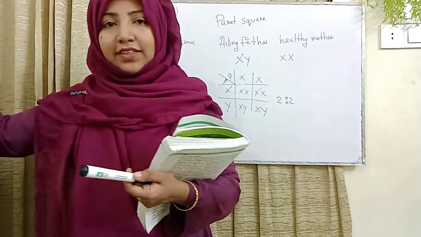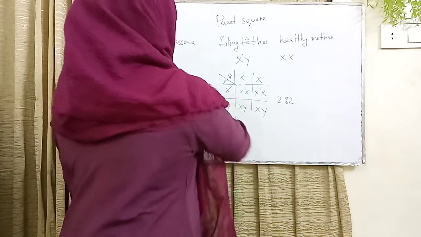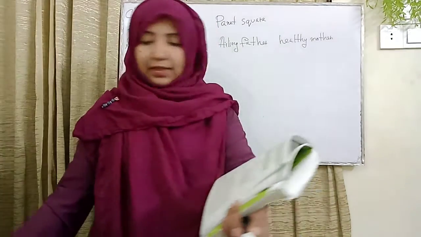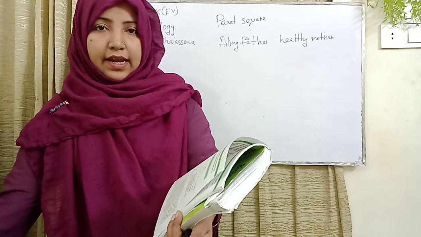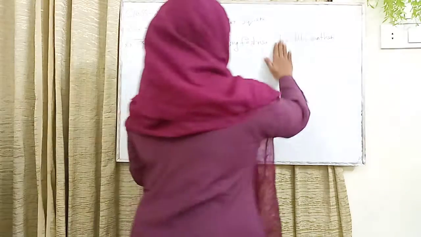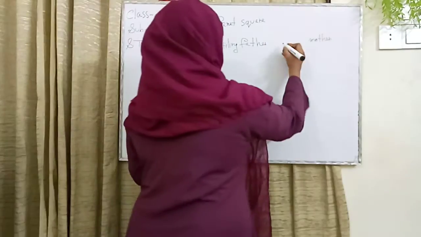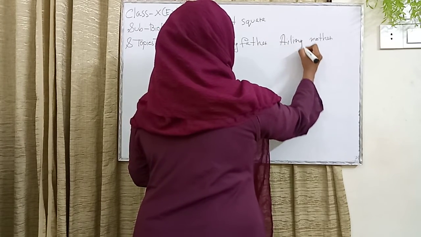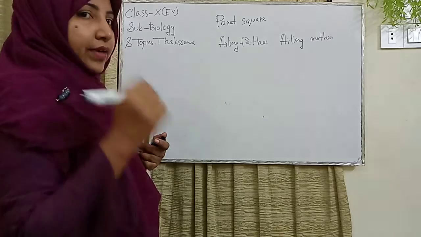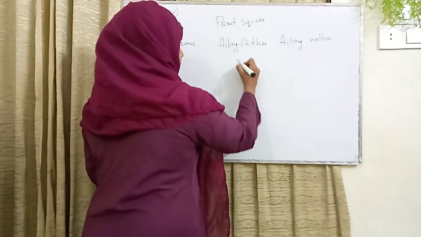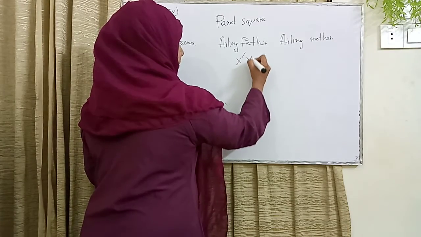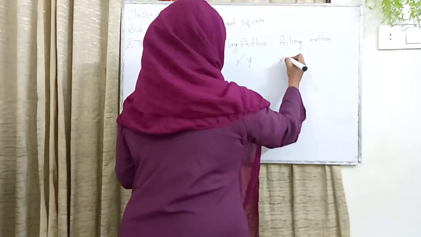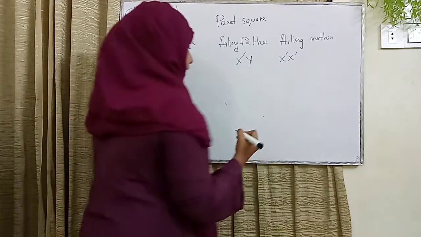So this structure is the Punnett square. Now I give you another example: the ailing father and the ailing mother. The ailing father is X prime and Y, and the ailing mother is X prime and X prime.